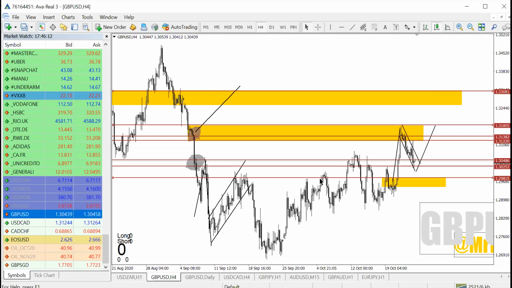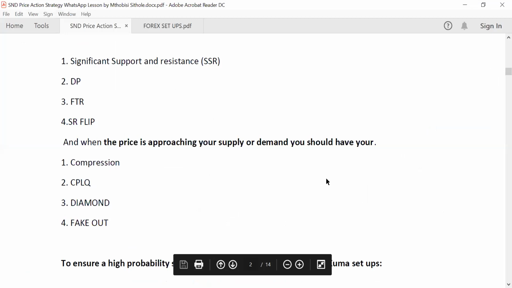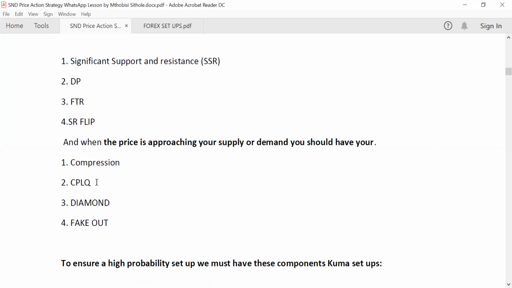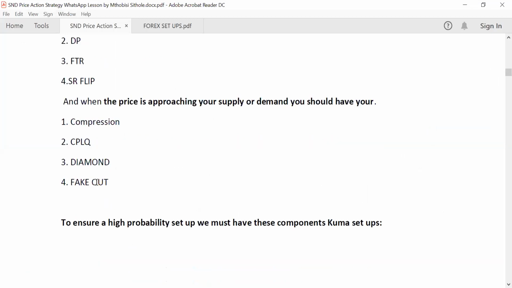So as the price moves towards a supply zone, you'll see a compression, you'll see a diamond, which means a rejection, you also see a fake out. Just for those who are not sure what I mean by fake out, let me just draw it so you guys can see it. Okay, let's just erase everything now. A moment. Okay, let's just draw this.